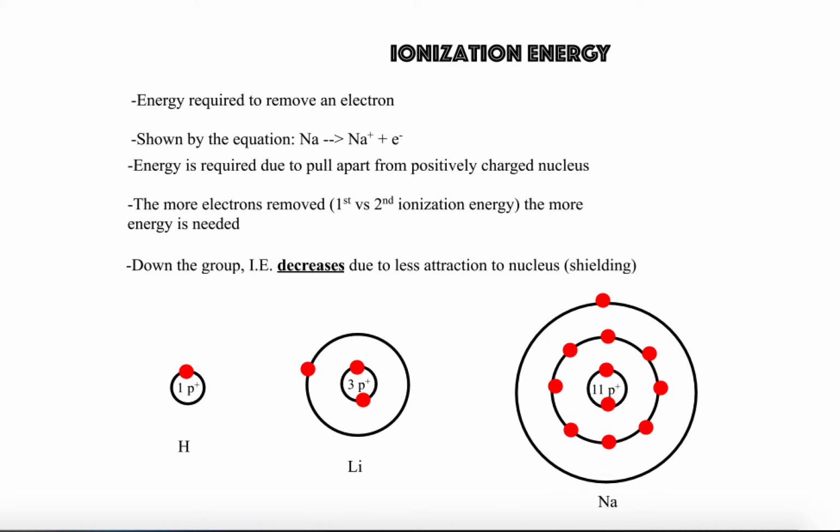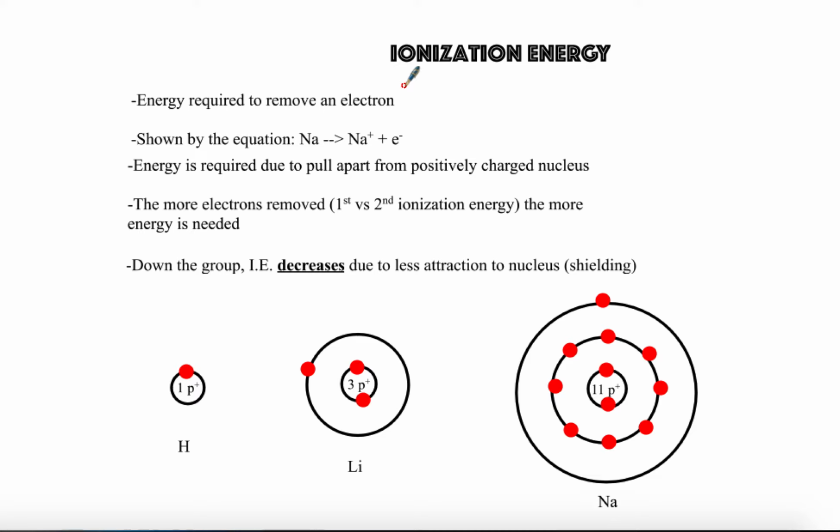So we're going to talk about a term here called ionization energy. The ionization energy is defined as the energy required to remove an electron. We can show it by this equation here, just an example. When sodium loses an electron, it forms the sodium plus 1 ion and an electron. The ionization energy is the energy required to pull it off, and energy is needed because of the attraction to the nucleus. So you have to put in some effort to pull away the electron.